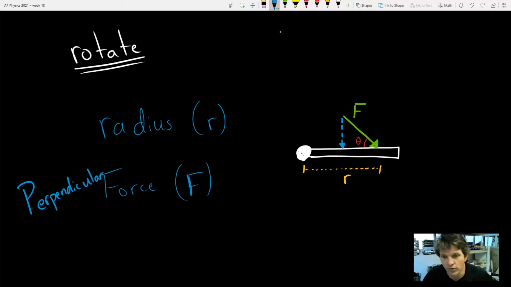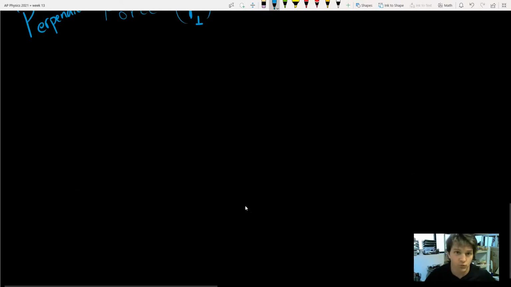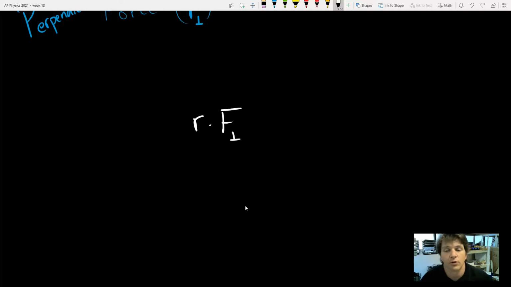And we denote that with a big F for force, and then we put a perpendicular symbol in the subscript. So when we look at this equation-wise, we put those things together. A torque has to do with where you apply a force and how you apply the force. Well, the where is the radius. So I have a radius, and if I multiply that by how I apply the force, the perpendicular component of force right there, then we're good.